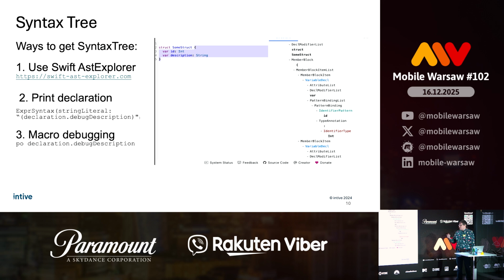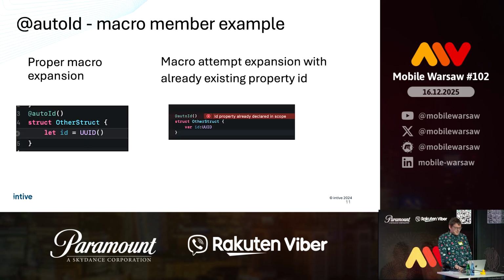And I will show you tests at the end of this presentation, because now I'd like to show you my first macro, which I wrote for this presentation: the auto ID macro. This slightly brighter line is the expanded line. Maybe it's not well visible, but this declaration of ID was added by the macro.